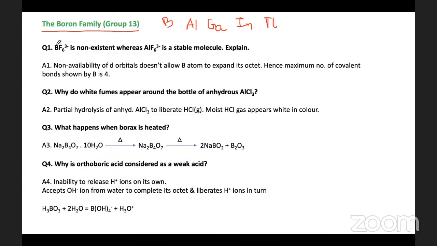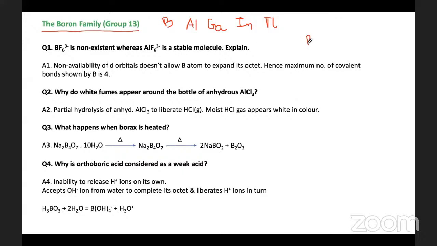So the first question is, BF6 3- is non-existent, whereas AlF6 3- is a stable molecule. So we have to rationalize the statement, why it is so. The BF6 3- molecule does not exist.